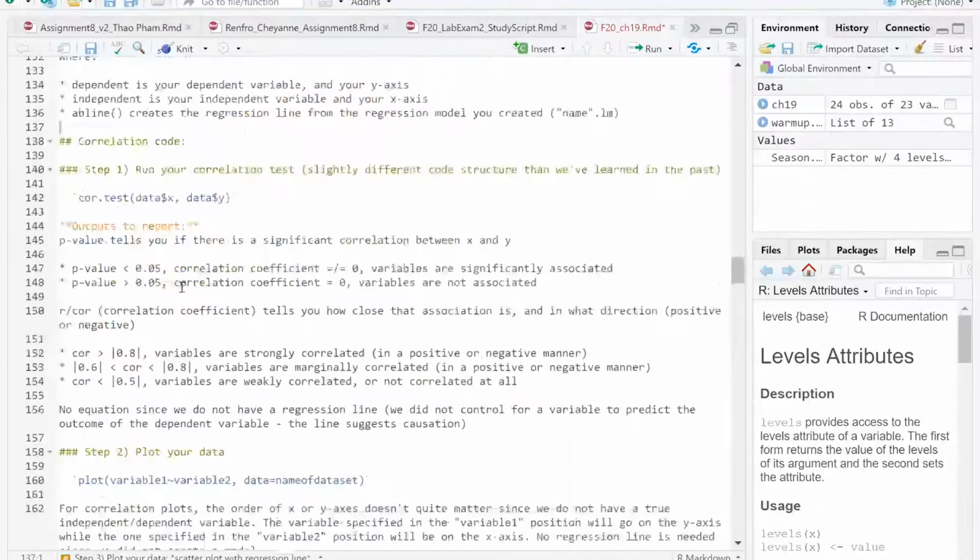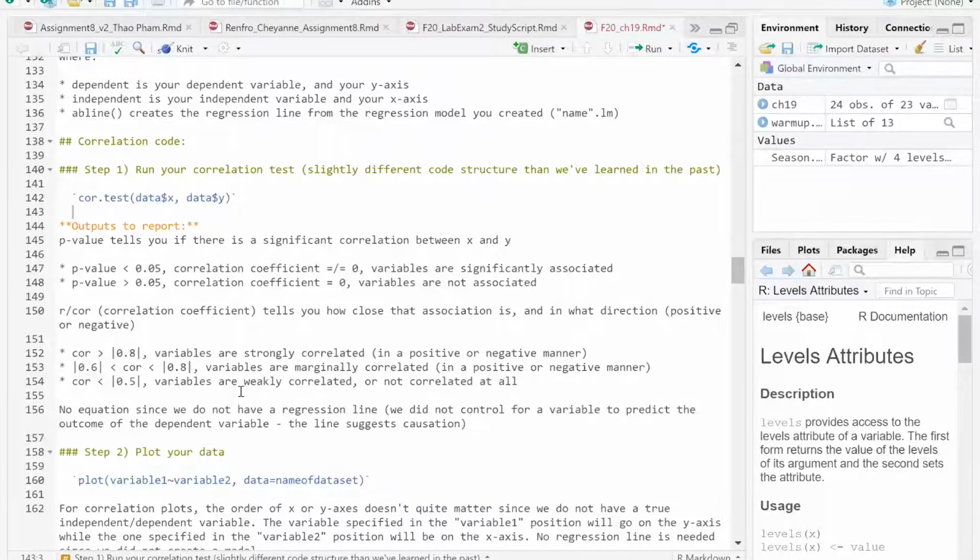When we're doing the regressions, it's actually only 2 steps. It's pretty quick. So you want to do your correlation test, and it has a slightly different code structure than what we've learned in the past. We're using the cor.test function. We're doing data$ our X column, data$ our Y column. If you tried to do X comma Y or X squiggle Y, data equals the name of the data, it won't work. So this is the alternative to doing that.